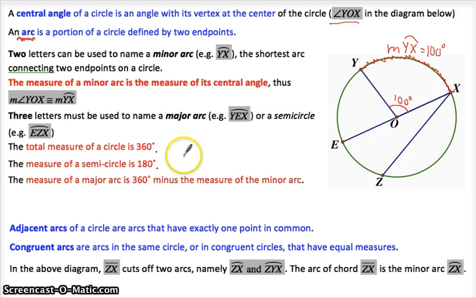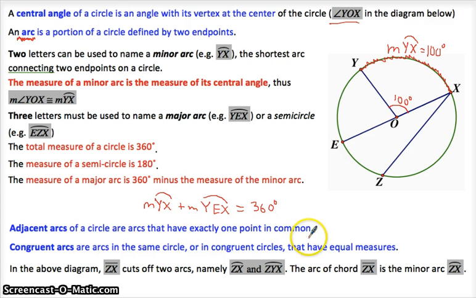Total measure of a circle is 360, you probably knew that. Measure of a semicircle, which is what we call those like EZX, where it's a diameter at the ends of it, that's 180. And the major arc and the minor arc have to add up to 360. So the measure of arc YX plus the measure of the major arc from Y to X, so like YEX. I don't know what they are, but I do know that when I add those up, I'm always going to get 360.